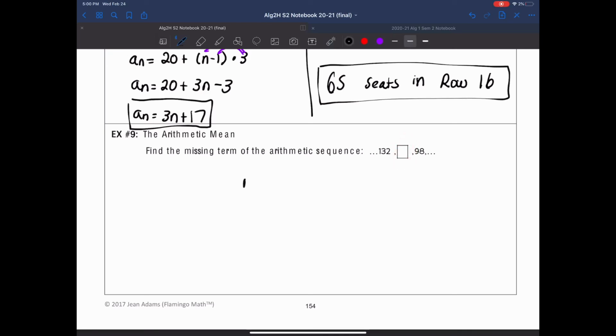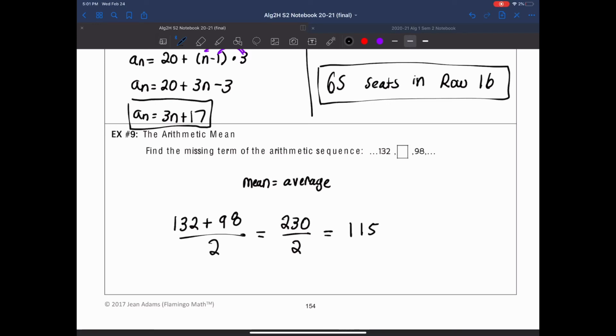So again, mean is really a synonym for average. Okay, so I'm just going to find the average of the terms. So let's take these 2 terms, 132 and 98. We're going to add them together, and we're going to find the average. So 132 plus 98, if we're taking the average of 2 numbers, that means we're dividing by 2. So 132 plus 98 gives us 230 over 2. And then 230 over 2 gives me 115. So the missing term of the sequence here is 115.